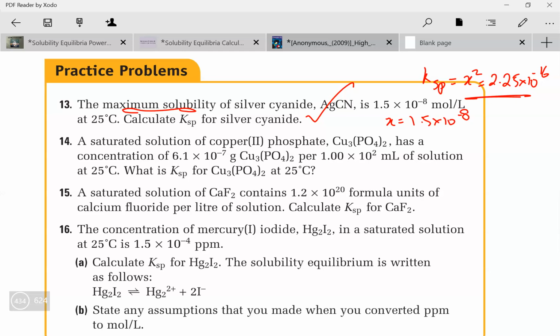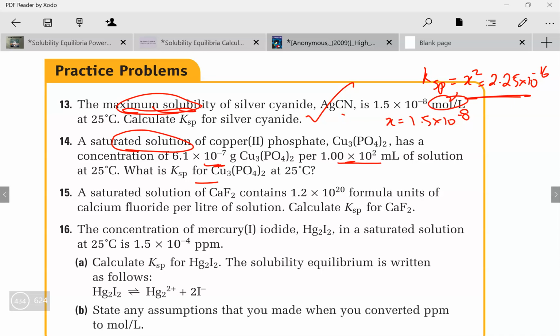Okay, a saturated solution of copper 2 phosphate has a given concentration in grams per 100 milliliters of solution. What is KSP? This is exactly the same thing: maximum solubility, saturated solution. The textbook gives the solubility of the salt in various forms. Except in this case, it's a bit weird because it gives a gram value and a milliliter value, so I have to convert that into moles per liter because I need a concentration.